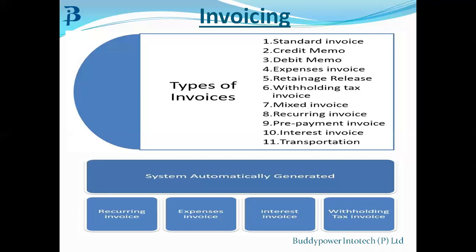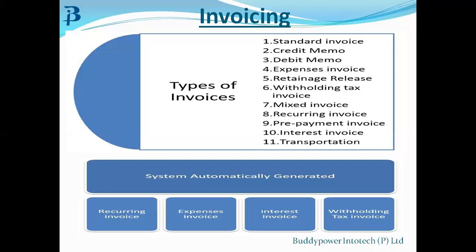Now, let me give you an example. Say you have an invoice of rupees 10,000, and you have set this withholding tax option, then this invoice will have a withholding tax of rupees 2,000. Oracle Fusion Tax creates a withholding tax type invoice line for rupees 2,000.